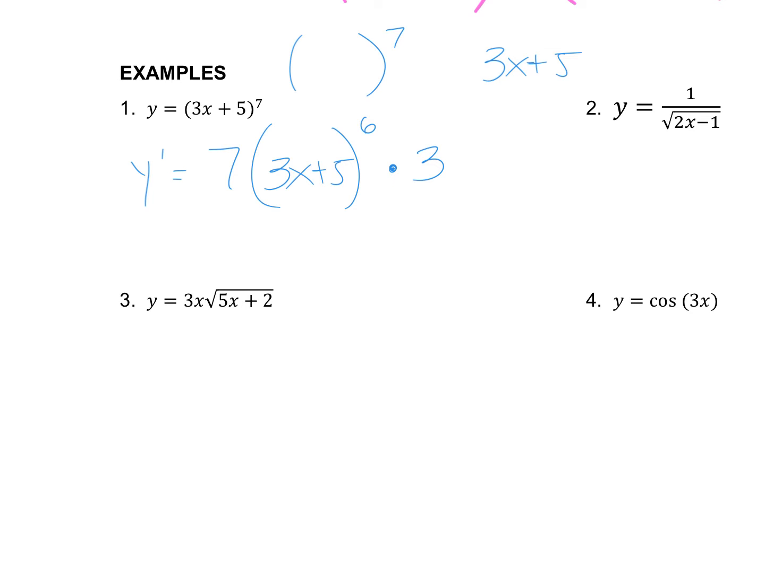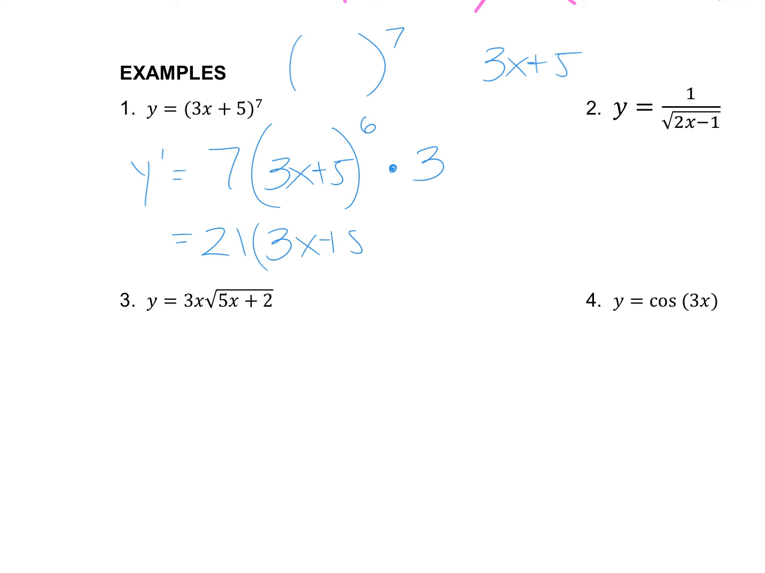Yes, ma'am? So isn't the inside function the 3x plus 5 and the outside is like the 7? Mm-hmm. Yeah, that's correct. So then from there, what can I simplify? 7 times 3. 7 times 3. All that gives me is what? 21.